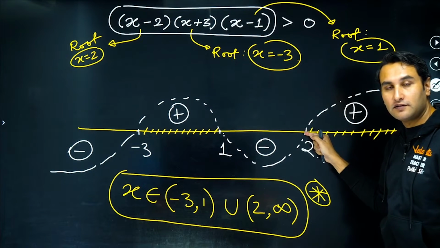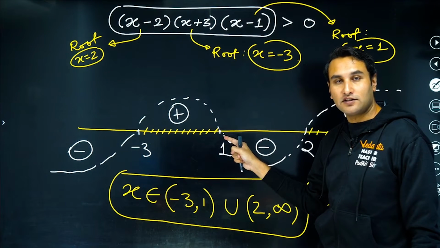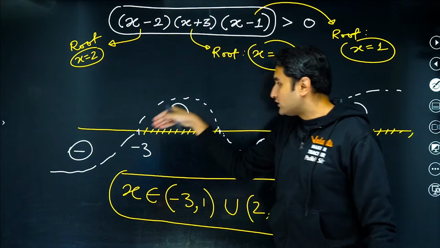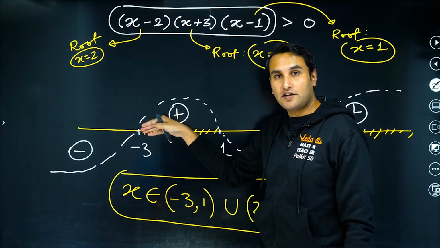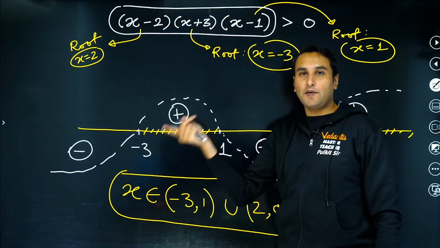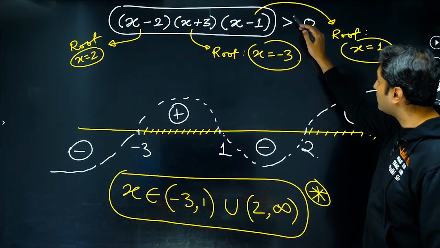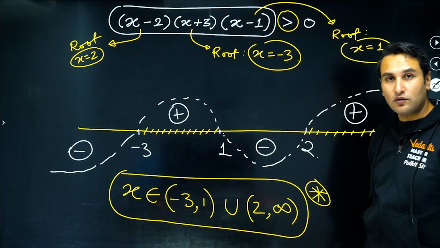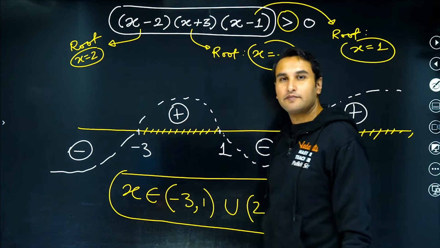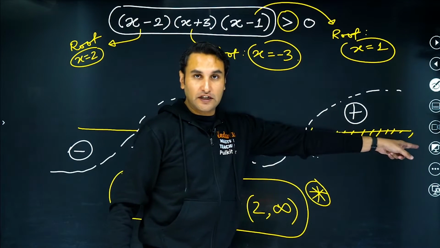Stop at the station 1. Change the track. Negative. Stop at the second station. Change the track. Negative to positive. Stop at next station. Change the track from positive to negative. Wave. Wave. Plus, minus, plus, minus, plus, minus, plus, minus. That's it. Simple. So what is the question? Now look at the question. Question was greater than 0. Choose all the portion where you see the positive sign. What is that portion? -3 to 1, 2 to infinity.